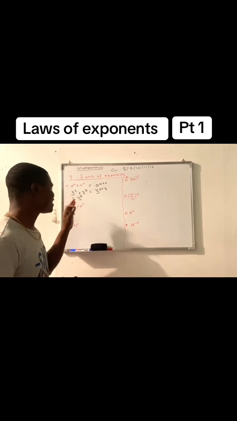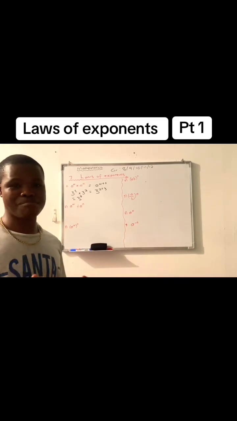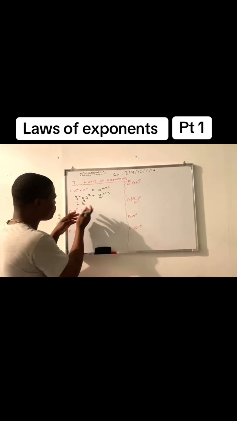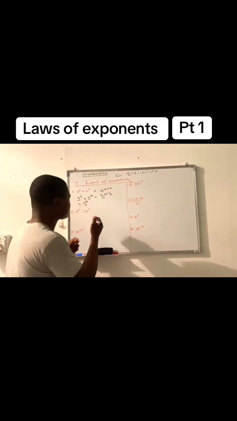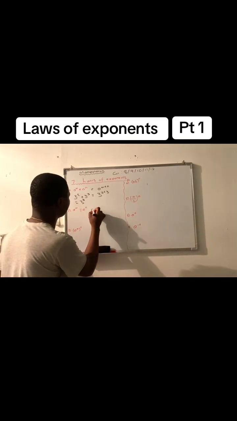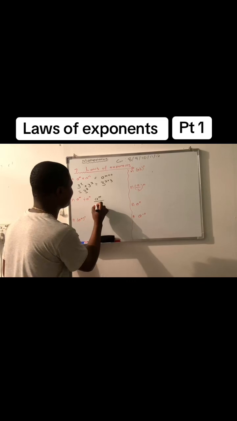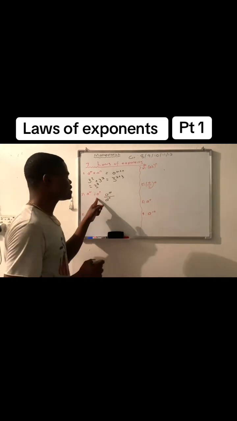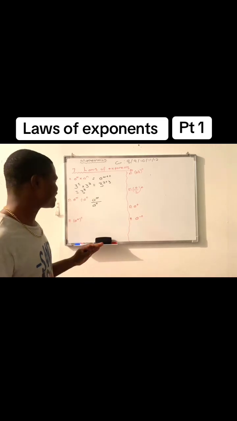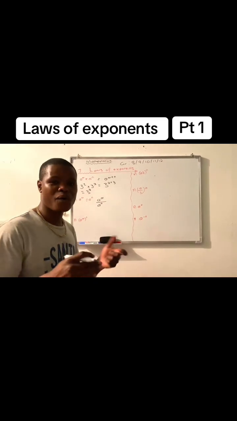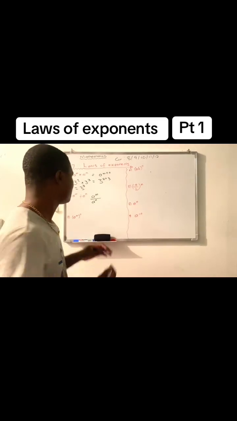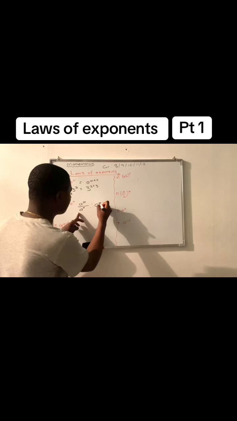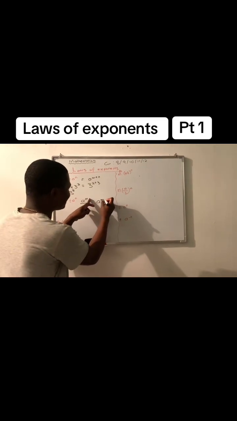And then we come to number 2, which is the quotient rule. What the quotient rule says is that when dividing powers of the same base, we subtract the exponents. Whenever you are dividing, it can be in this form as well, like a to the power of m over a to the power of n. So it can come in this form or in this form. So you solve it like this: it will be a to the power of m, which is our first exponent, minus n.